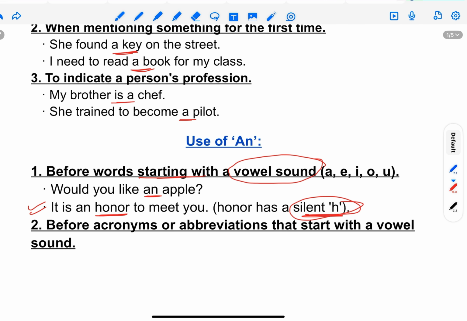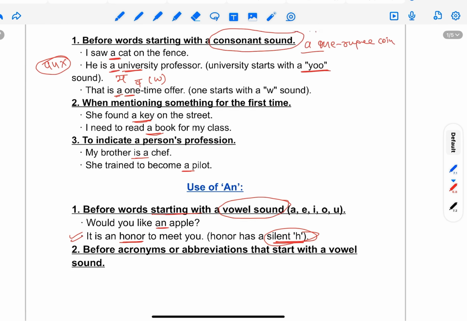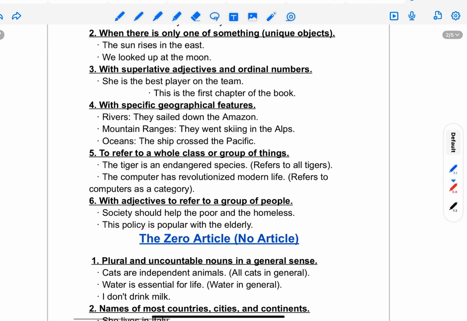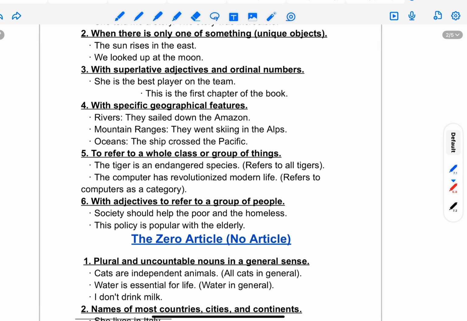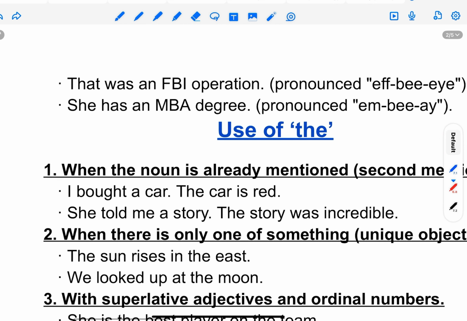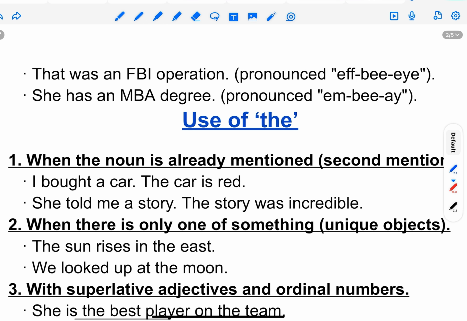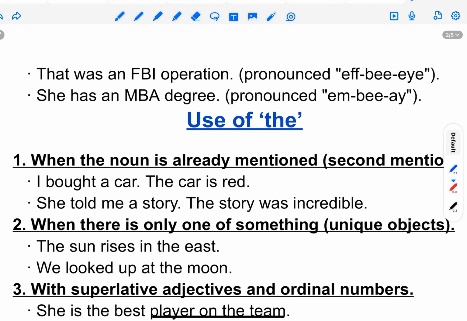We also use an before acronyms or abbreviations that start with a vowel sound. There are some short forms where we use article an. For example, an FBI, not a FBI. So here article an will be used. An MBA, not a MBA. An MLA, an MP. All these short-form abbreviations are called acronyms.